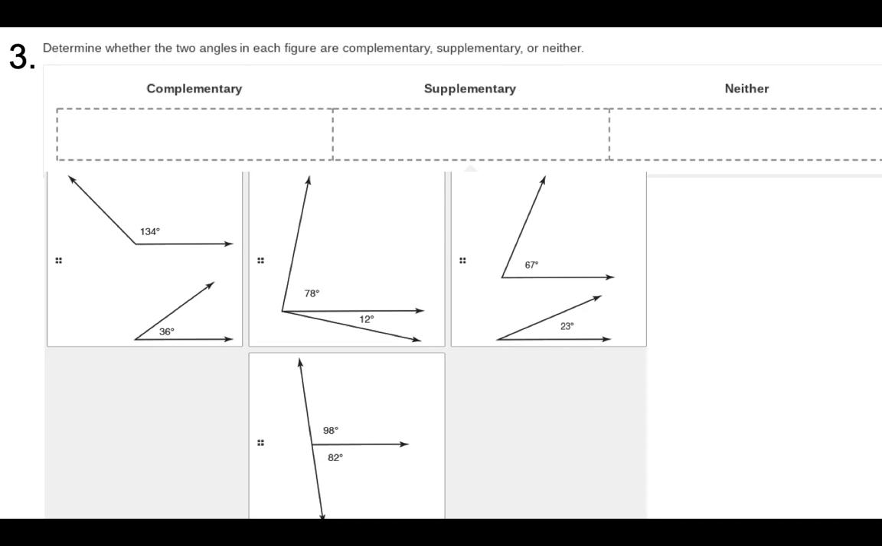So determine whether the two angles in each figure are complementary, supplementary, or neither. Okay, so you are going to place them where you think.